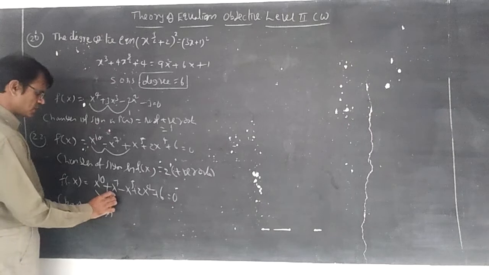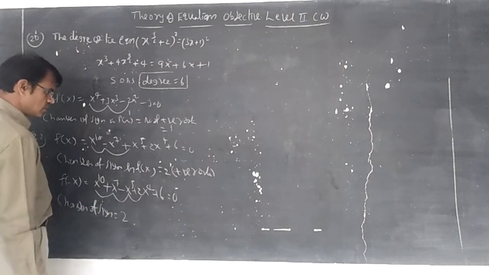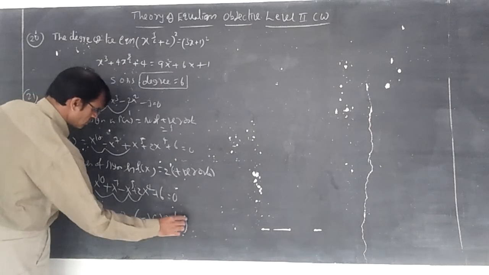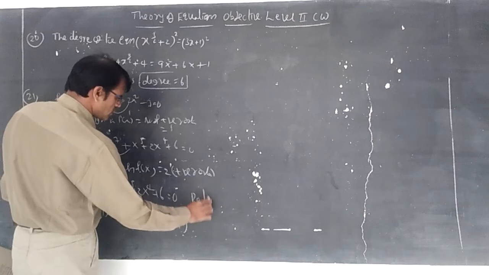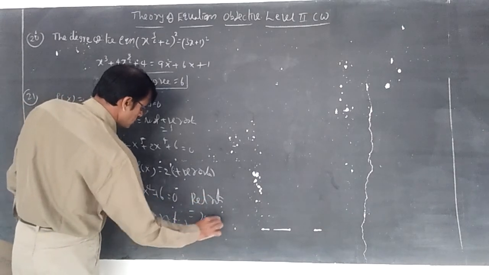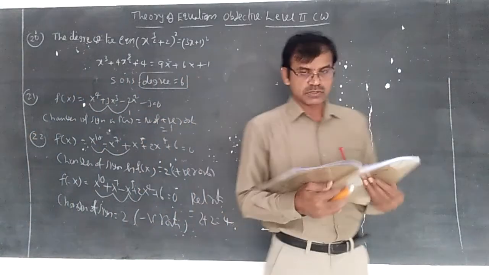Plus 2 plus, no change; plus 2 minus, 1 change; minus 2 plus, 2 changes. That's all. So negative roots is equal to 2. So total real roots is equal to negative plus positive, so 2 plus 2, 4. At most 4 real roots are there.